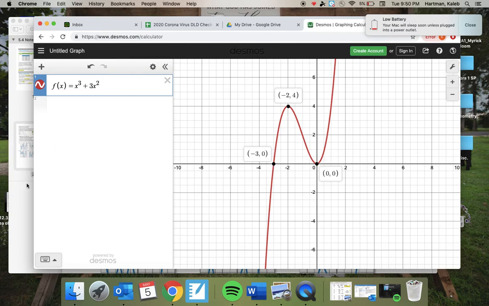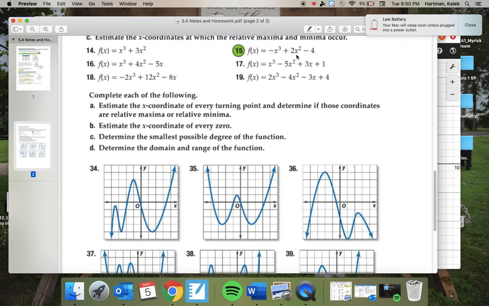And so you're just typing in, well, you'll do 15, 16, 17, 18, and 19 at this point. Okay? If you guys have questions, or are having a tough time using Desmos, send me a message, let me know.